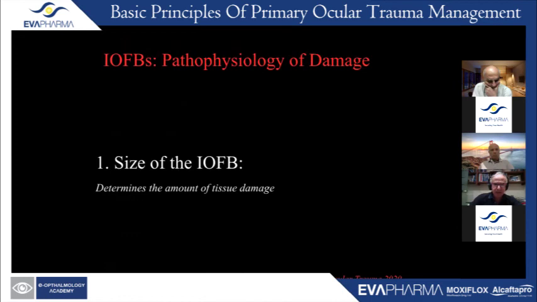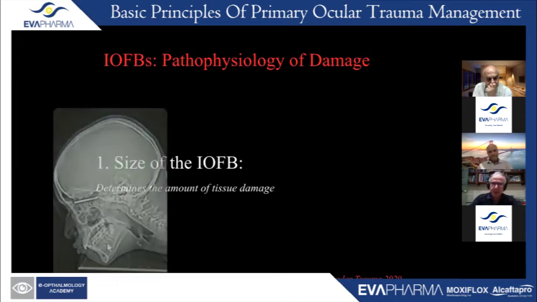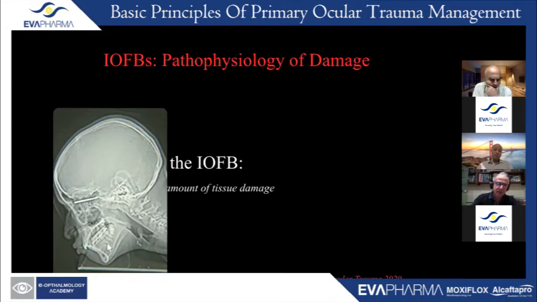So there are very important things you have to understand about the pathophysiology of damage in intraocular foreign bodies, and this is the size of the foreign body. The size of the foreign body will determine the amount of tissue damage insulting the eye. If you have a patient like this, this is one of my old patients, who came to me and said that something just jumped into my eye while I was hammering.